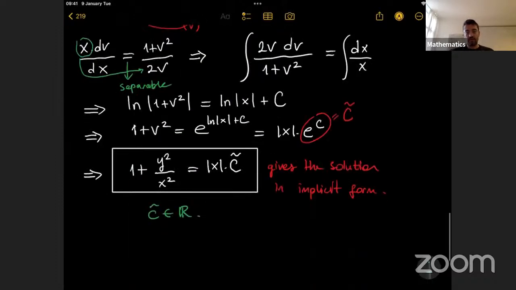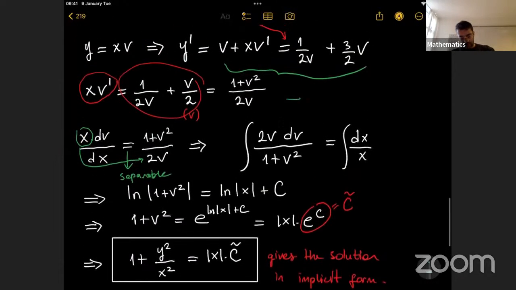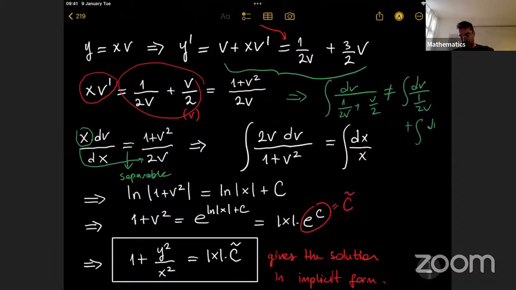Well, the thing is, when you write like this, maybe I will explain here. When you say dv over 1 over 2v plus v over 2, how do you integrate this? You cannot separate the integral here, because this is not like a plus b, it's like 1 over a plus b. So this is not the same as dv over 1 over 2v plus dv over v over 2. They're not the same, right? Maybe you did this wrong. All right. Any other question?